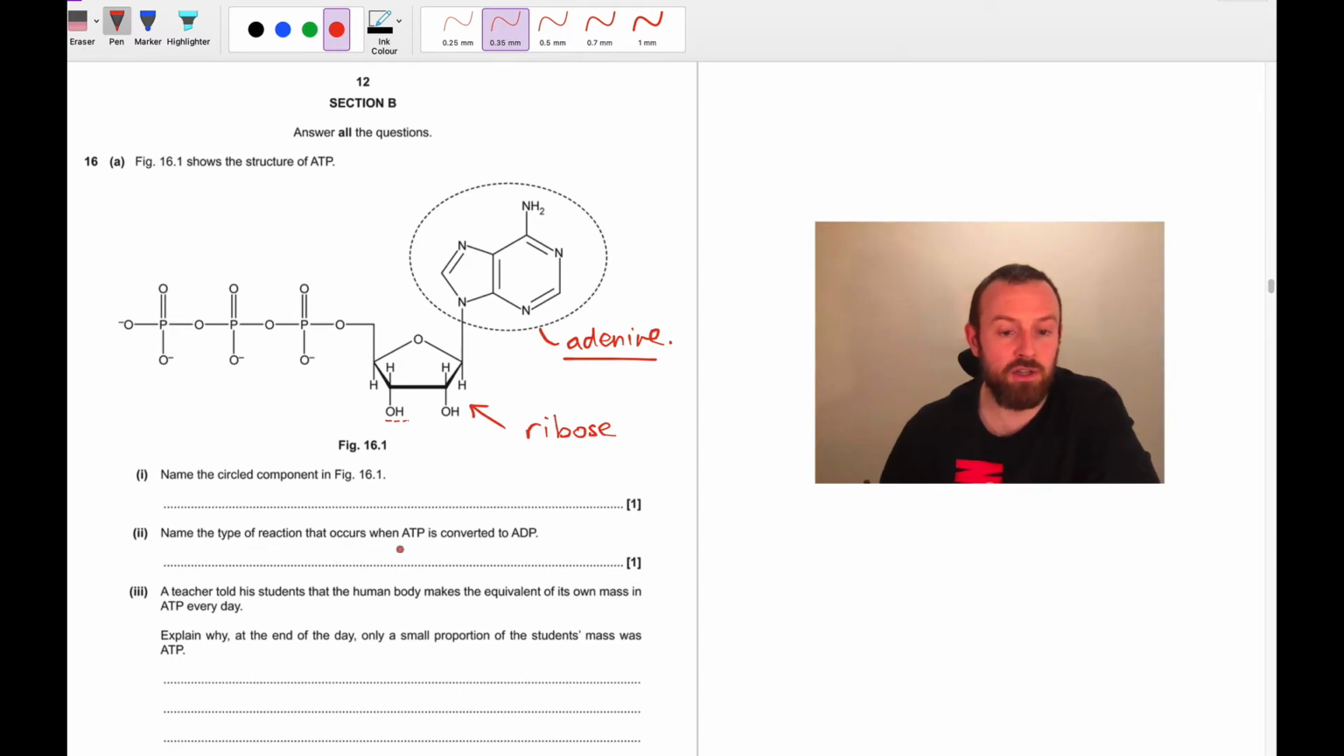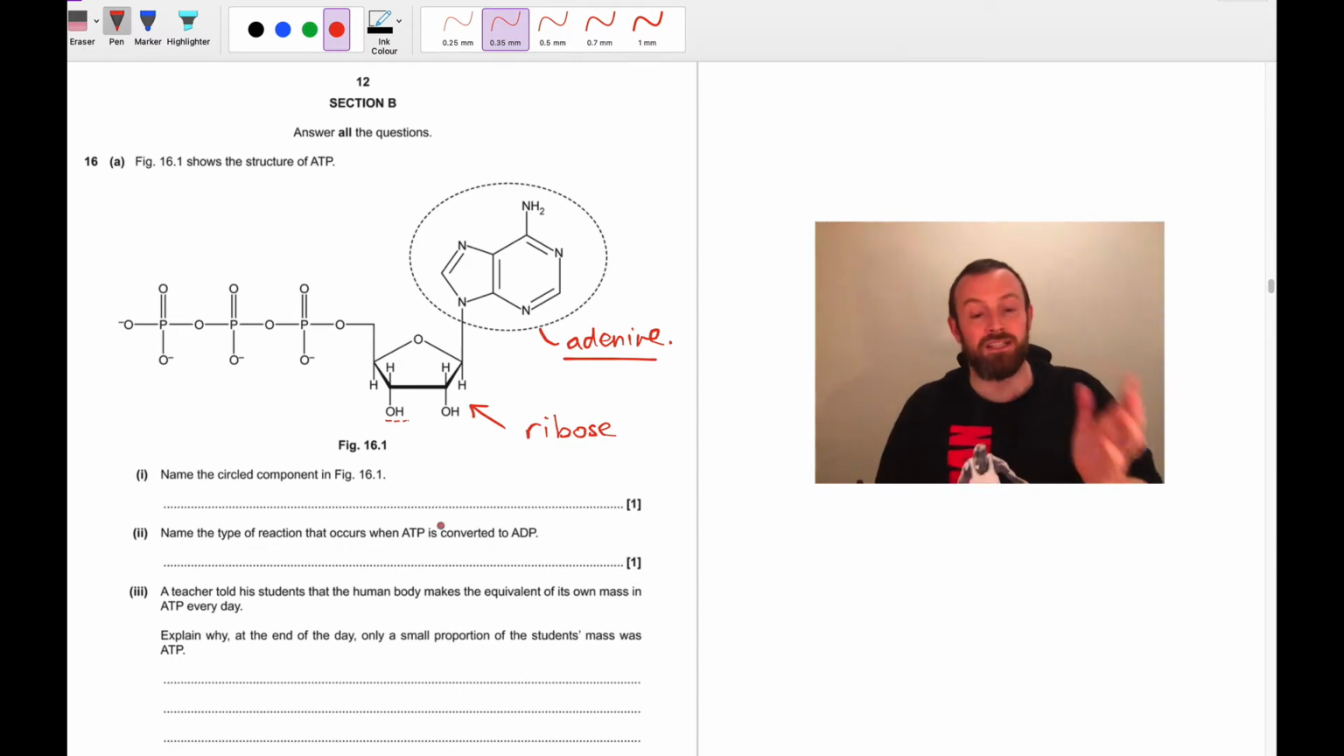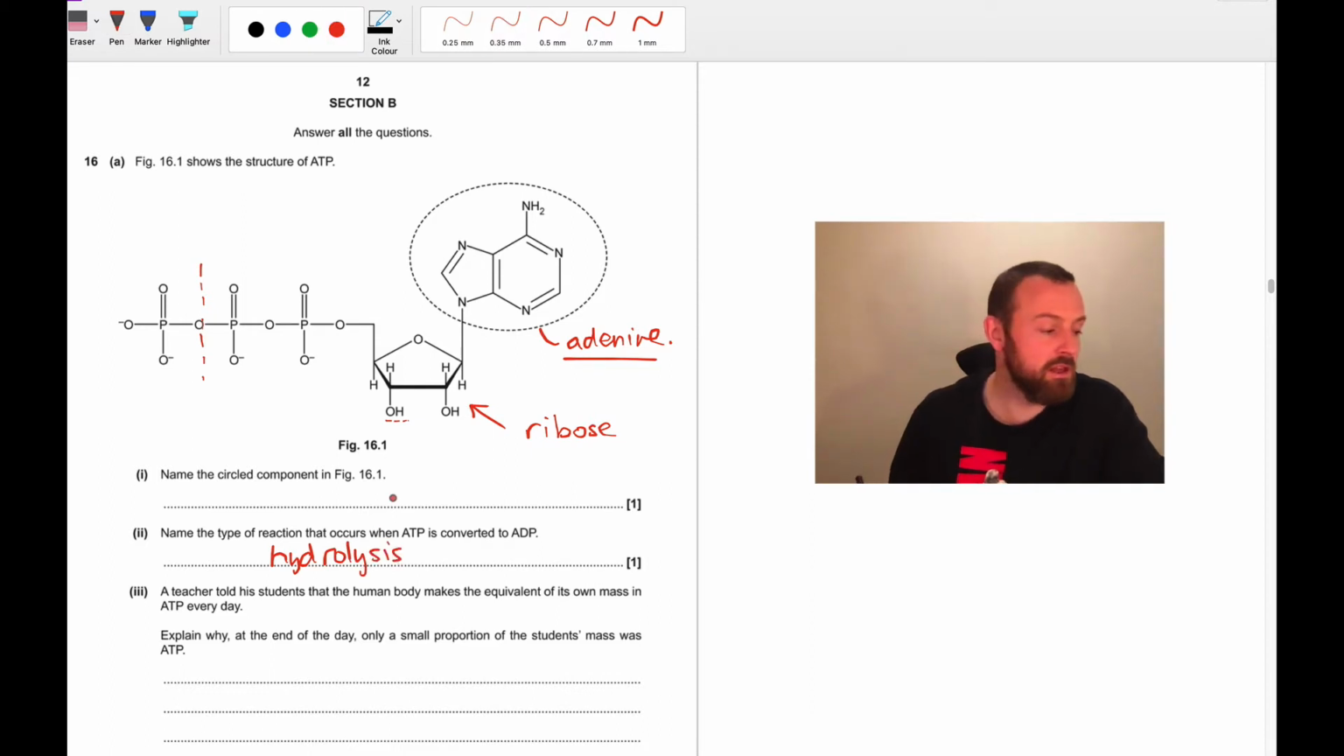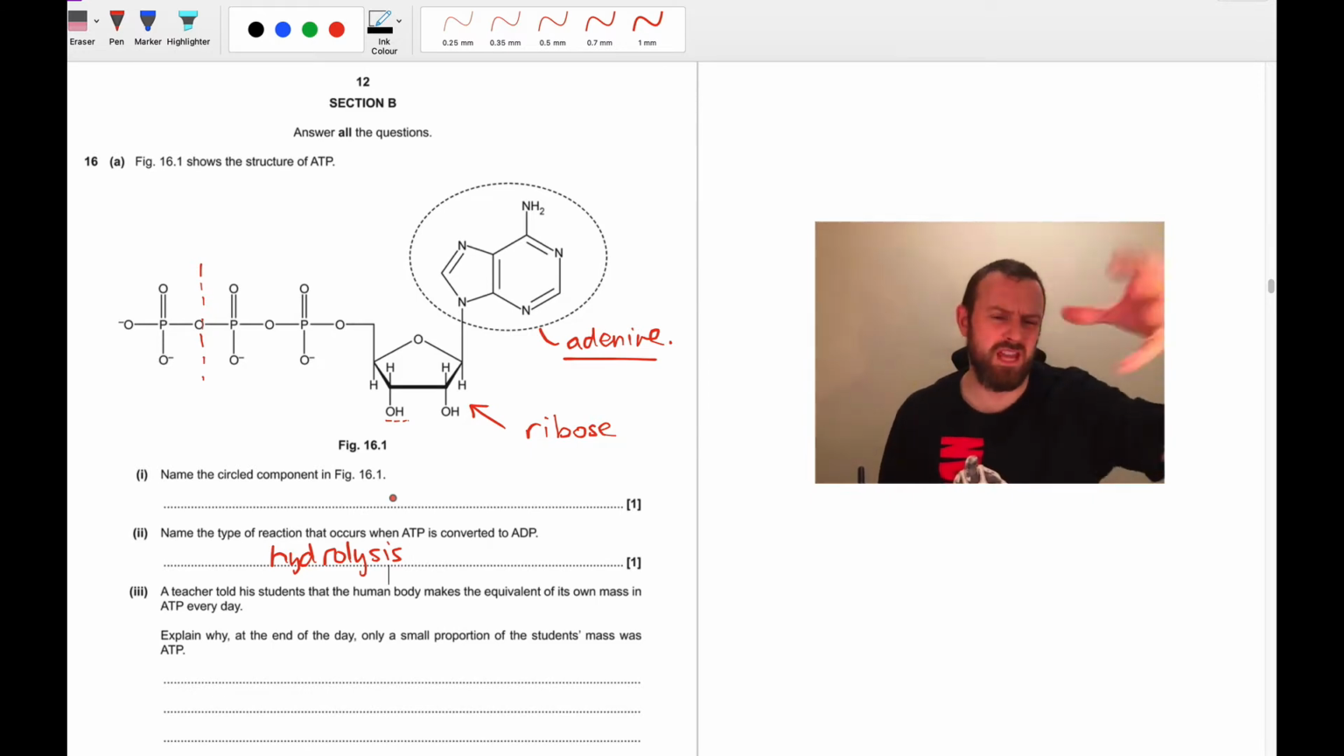Name the type of reaction that occurs when ATP is converted into ADP. So this would be losing one phosphate. And if we're cutting something off there, it would be hydrolysis. Now, I think in the mark scheme it also accepts dephosphorylation. I don't really use that term very often, but if you're removing a phosphate, you could call it dephosphorylation.